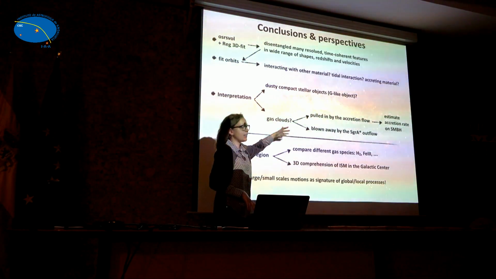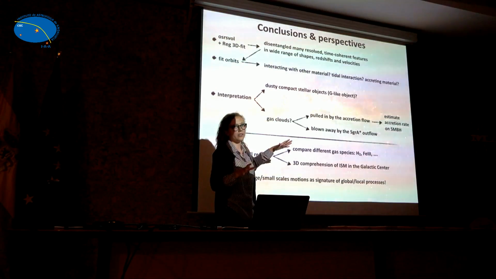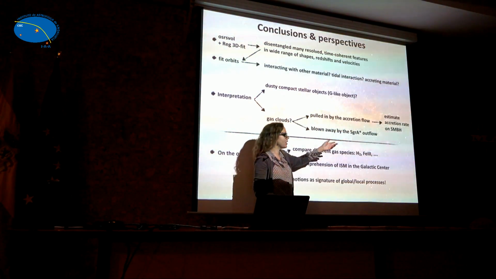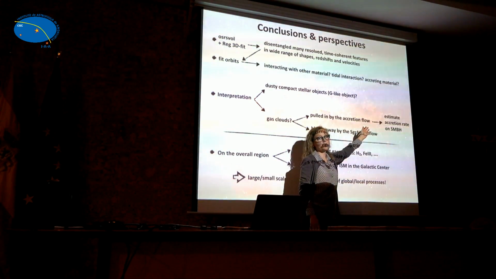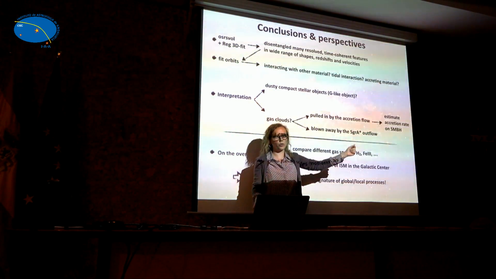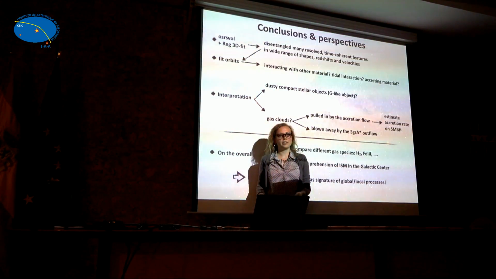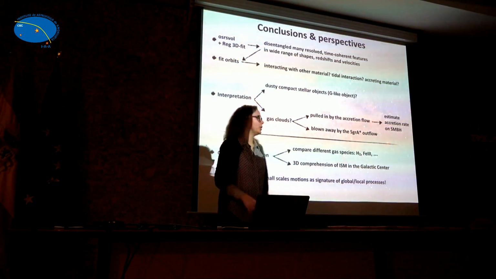If they are gas clouds, so no stars, no stellar object inside, are they pulled in and going to accrete onto the black hole? In this case, they can help us understand how material accretes, and at what rate, onto the supermassive black hole. Or are they going to be blown away by Sagittarius A* outwards? What is going on with them?